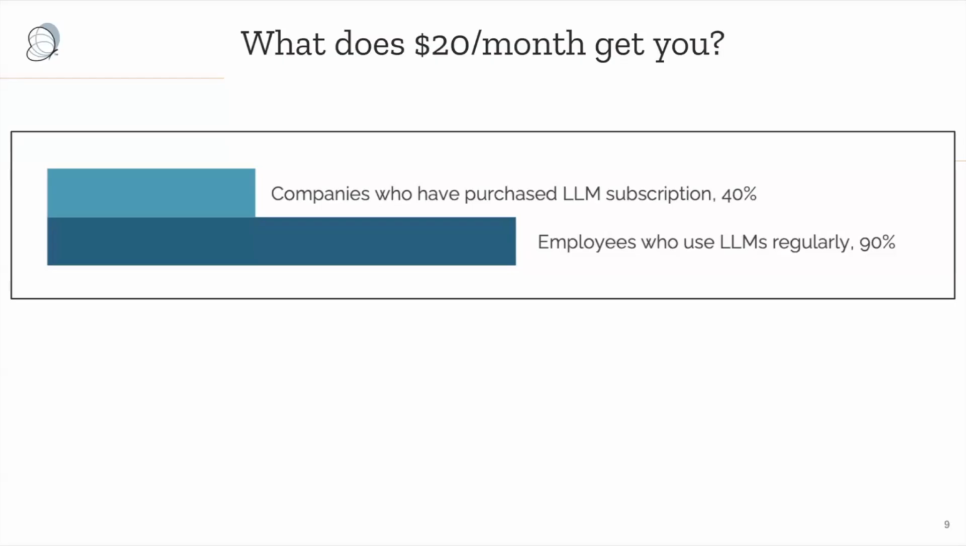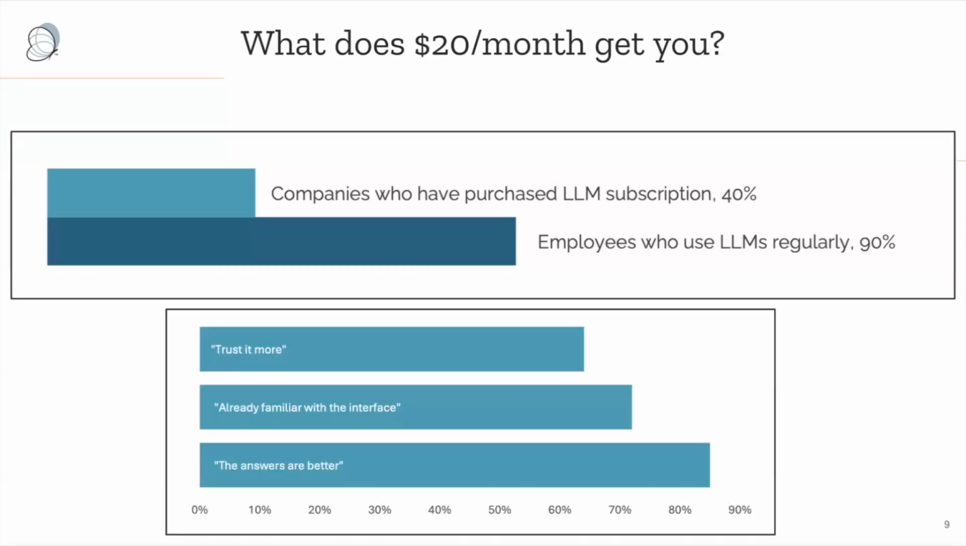So about 40% of companies have purchased LLM subscriptions, but 90% of employees are using LLMs regularly. So what does that tell you? That tells you that individuals out there find generative AI to be incredibly useful and powerful in their day-to-day work. And so the question was, well, why are you doing that? Why aren't you using other systems, for example, that might have been engineered by the company to perform your specific work task? And the answers are basically, I trust it more. I'm familiar with the interface. And they felt like the answers were better from the general purpose language models.